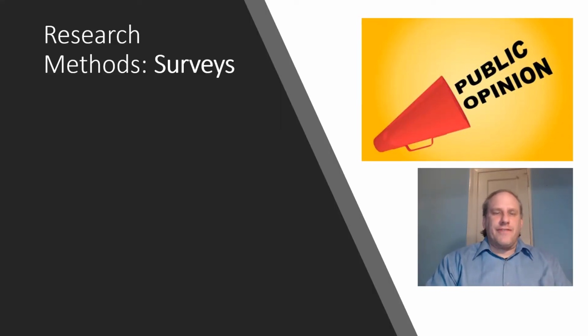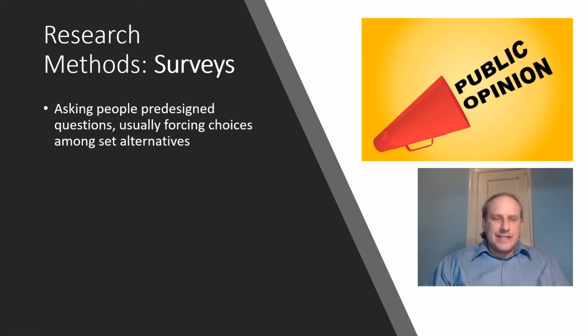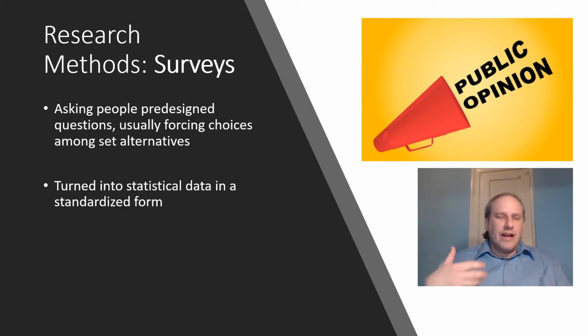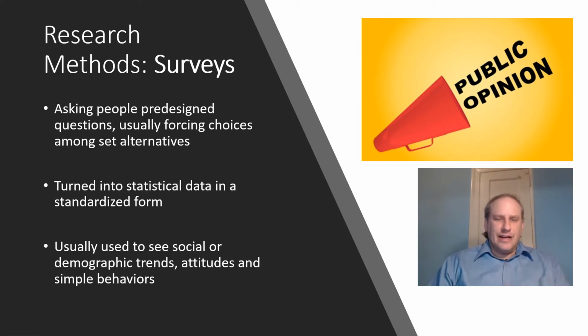Now, let's talk about the various research methods. The first, surveys. Surveys are in some ways straightforward. You ask people pre-designed questions. You're often familiar with this in the form of polls or other surveys. And what that means is there's a forced choice among set alternatives. You're either answering A, B, C, or D. But the advantage of having that forced choice is with limited numbers of answers, you can turn it into statistical data in a standardized form and analyze it. It's often used to see social, demographic trends, attitudes, simple behavior.